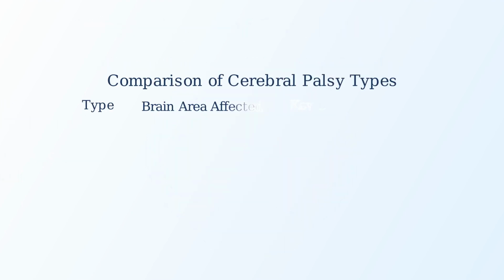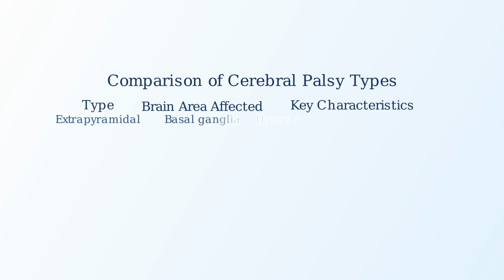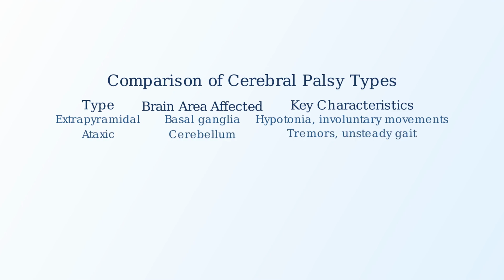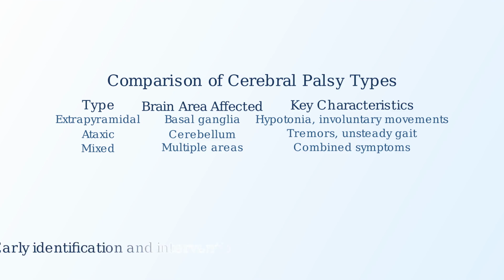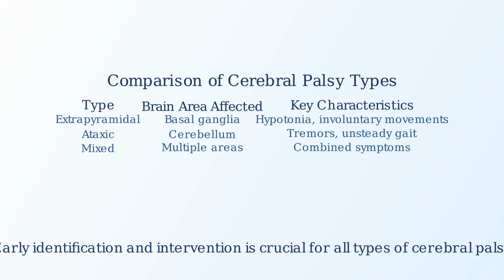Let's compare the different types of cerebral palsy we've discussed. Extrapyramidal cerebral palsy affects the basal ganglia and causes hypotonia with involuntary movements. Ataxic cerebral palsy affects the cerebellum and results in tremors and an unsteady gait. Mixed types affect multiple brain areas and present with combined symptoms from different types. Regardless of the type, early identification and intervention is crucial for improving outcomes in all forms of cerebral palsy.